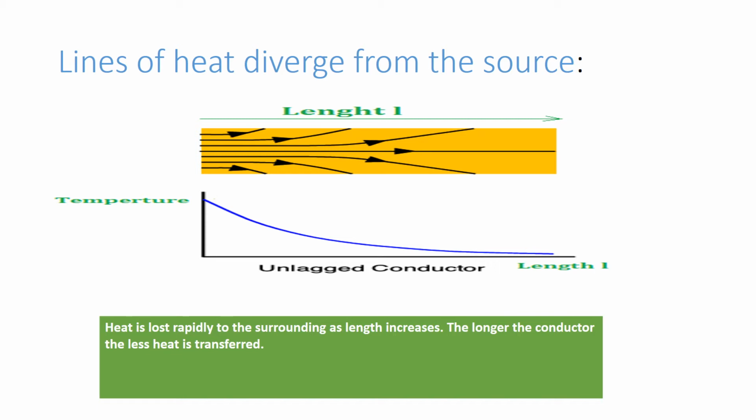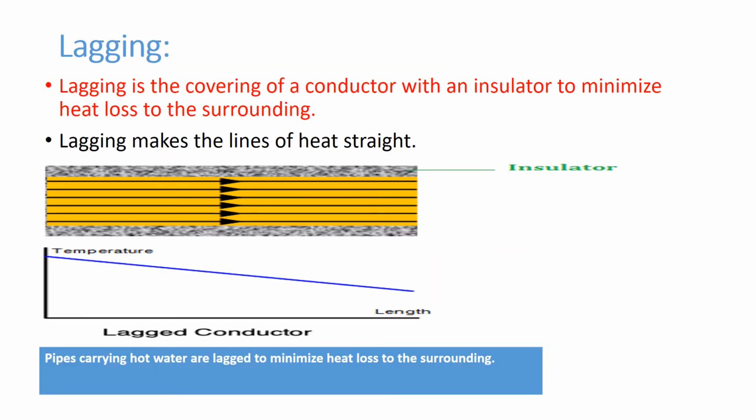Can you see the slide? That's a bit better. So as you can see, lagging is the covering of a conductor with an insulator to minimize heat loss to the surrounding. Lagging makes lines of heat straight. Look at the diagram. They are no longer diverging outwards, but moving straight forward. So because of this, minimum heat is lost.